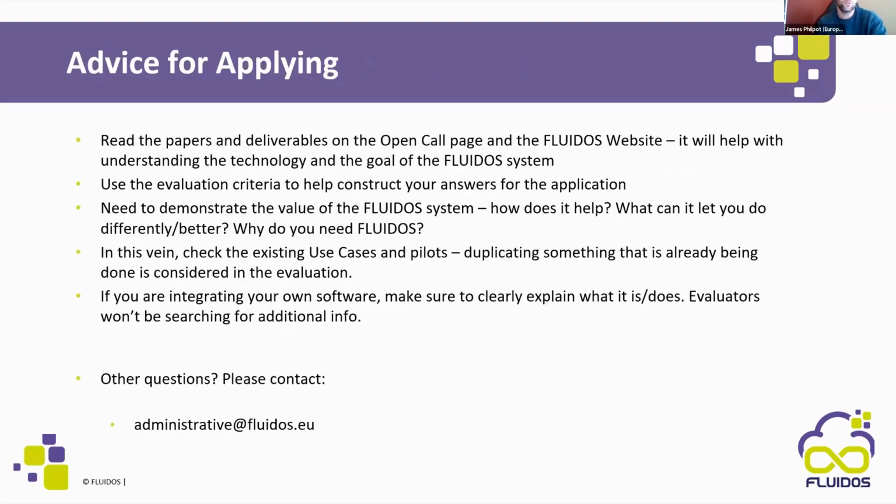Finally, before I pass over to Fulvio, just some advice based on discussions with previous applicants. As I mentioned, it's really important to read the publications and the deliverables that are on the open call page and on the FLUIDOS website. It really helps you understand the technology and what we're trying to achieve. In the applicant guidelines, it details the evaluation criteria for the application form. So this will help guide you when you're putting your answers into the application, and it will show you what we're looking for from each section.